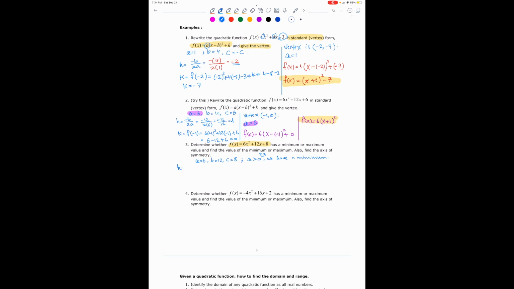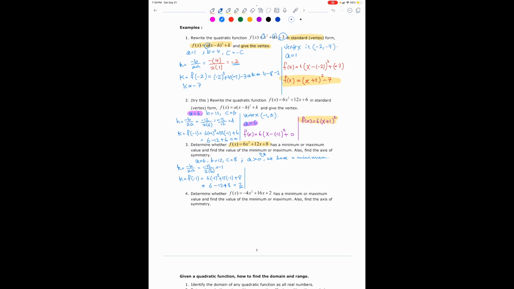So let's find h. h is equal to negative b over 2a, which will be negative 12 divided by 2 times 6, which is equal to negative 1. k is f of h, which is in this case f of negative 1. So I will substitute it. It will give me 6 times negative 1 all squared plus 12 times negative 1 plus 8, which will give me 6 times positive 1 is 6, minus 12, plus 8, equals positive 2. So k is equal to positive 2.